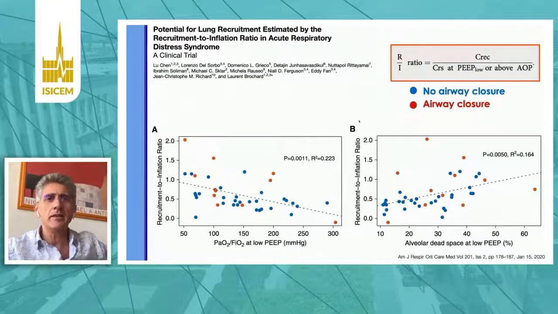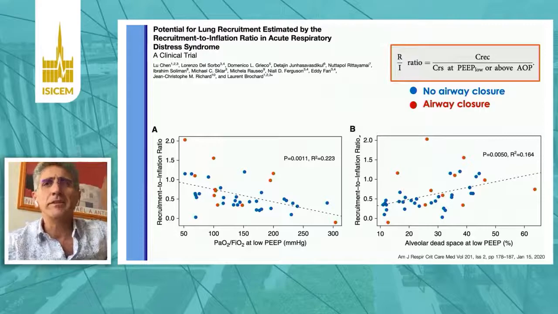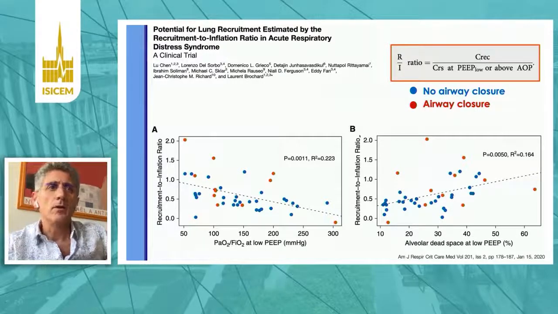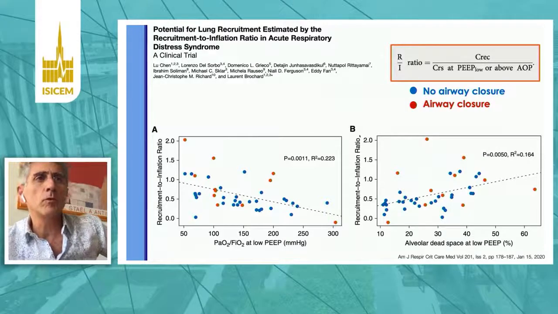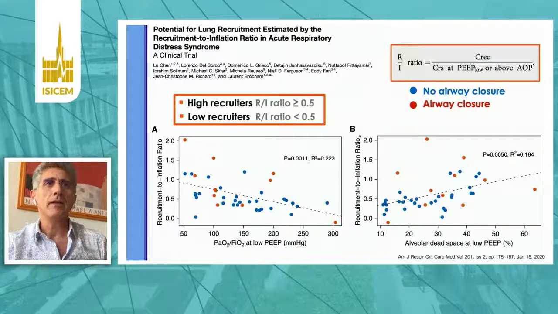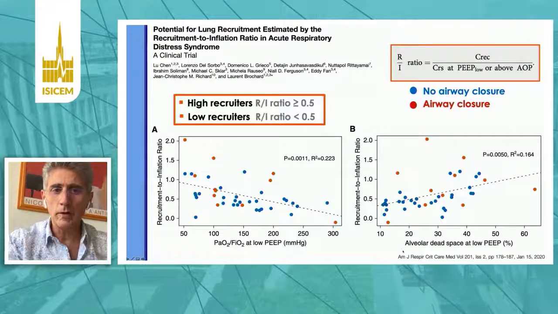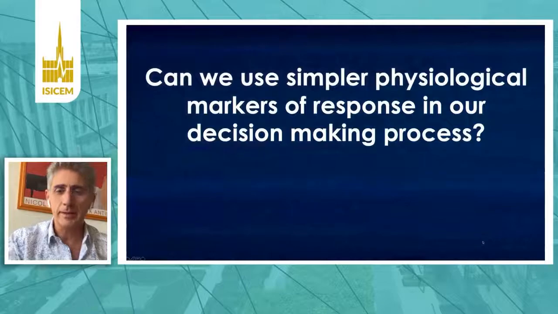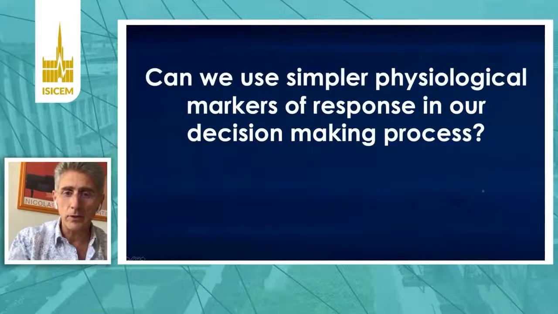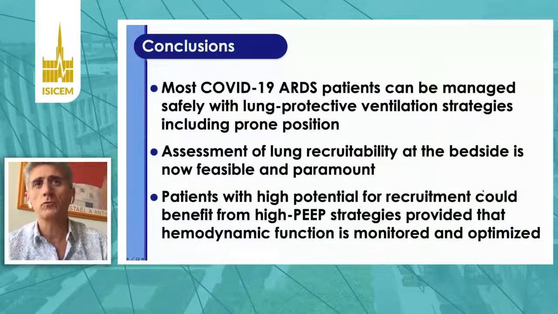And in this very nice and quite interesting study, what has been shown is that in the absence of airway closure, you have a nice correlation between this recruitment to inflation ratio and the PF ratio, as well as with the alveolar dead space. And patients that are high recruiters have a recruitment to inflation ratio greater than 0.5. Overall, this could be one of the techniques available at the bedside to define who benefits from lung recruitment.